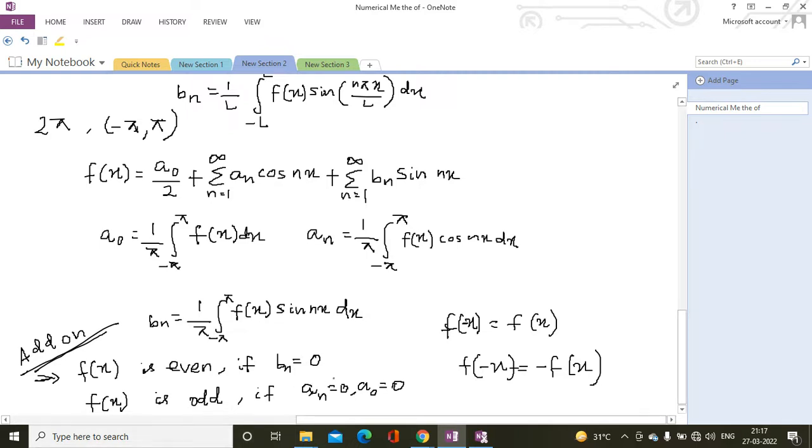Similarly, when f of x is odd, if we go on integrating, this is an odd function, that is f of minus x will be minus f of x. From 0 to pi this will be positive, from minus pi to 0 this will be negative. So what we will get? Overall the value will be 0. Similarly for an, the value will be 0.